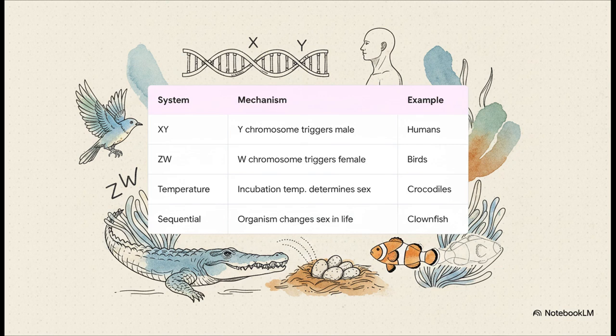And wow, this table just shows you a fraction of that amazing diversity. We've got our familiar XY system where that Y chromosome kicks off male development. But in birds, it's a totally different ZW system where the female actually determines the sex of the offspring. And then you get to crocodiles. They don't even have sex chromosomes. It's the temperature of the nest that decides. And don't even get me started on clownfish, who can literally change their sex during their lifetime. It is an absolutely incredible display of evolutionary creativity.